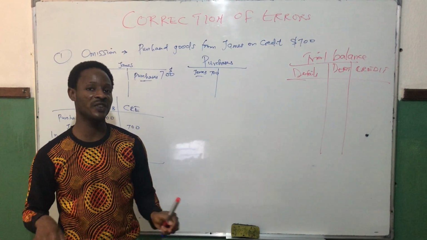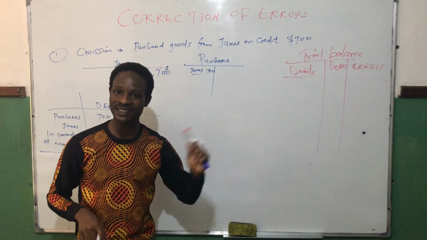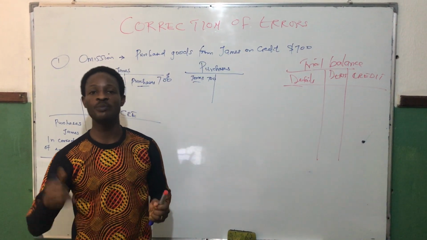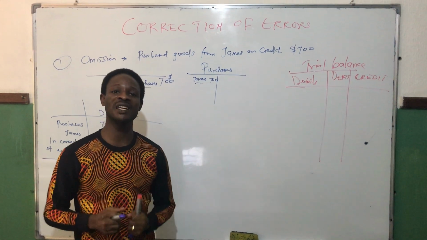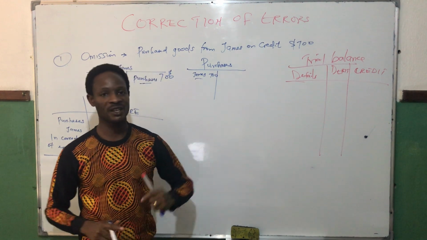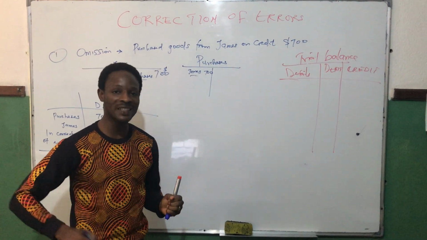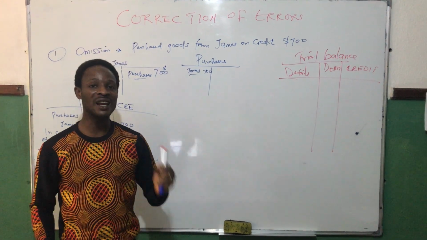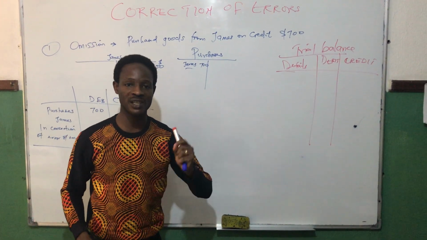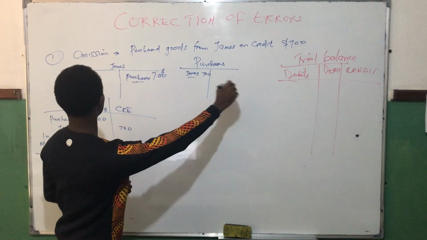So there are two different entries. When you repair machinery, that is an expense. When you buy machinery, you are bringing in an asset to the firm. So machinery account should be opened. Hence, when you record repairs of machinery transaction inside machinery account, that is an error. And that error is error of principle. So let's show how to correct it.